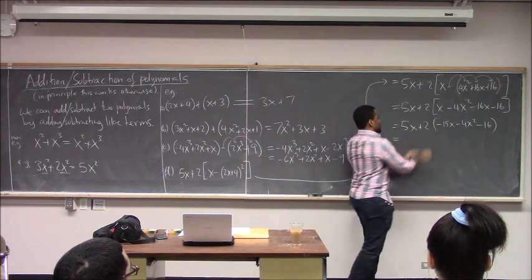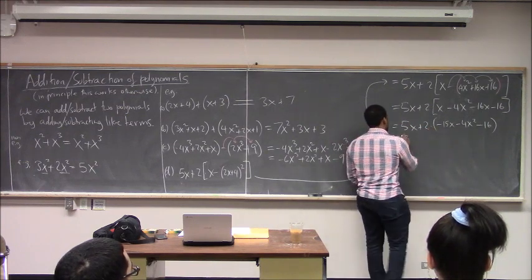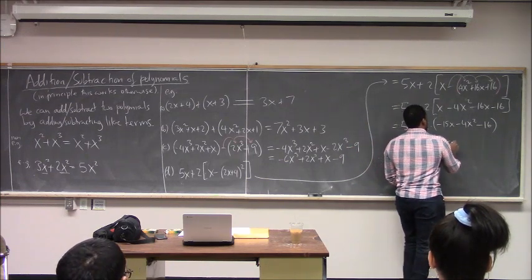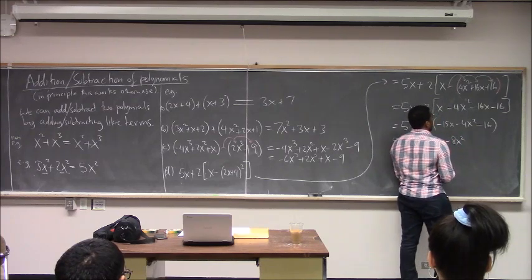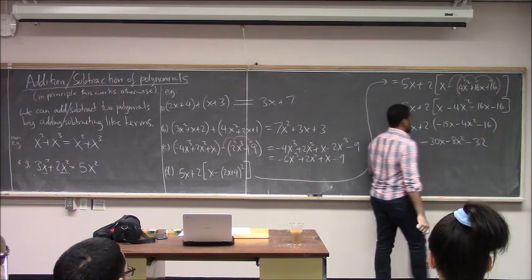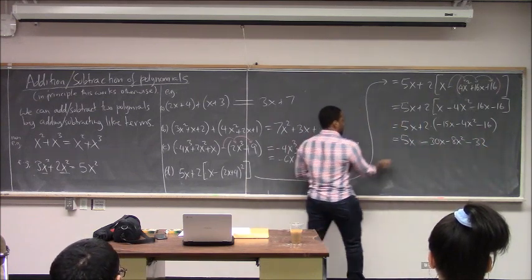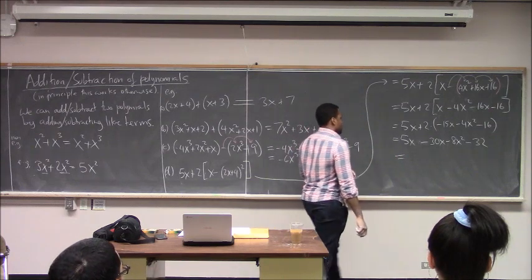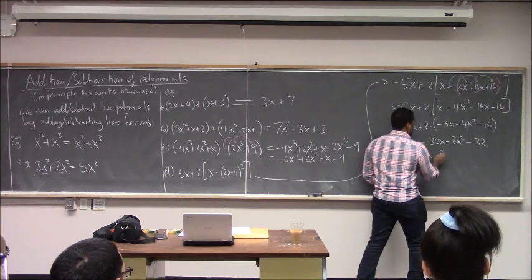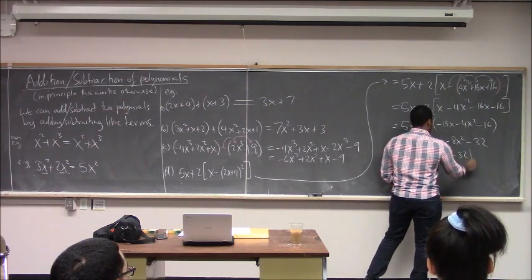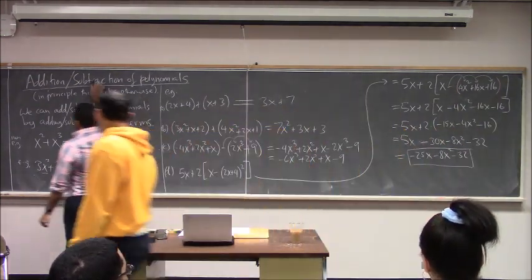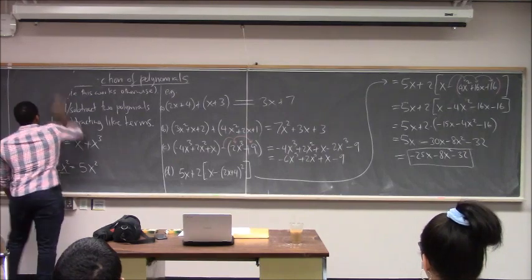Now addition and multiplication, PEMDAS says do the multiplication first. It's going to be minus 30x minus 8x squared minus 2 times 16 is 32. And what can we do here? Combine like terms. 5x minus 30x is minus 25x minus 8x squared minus 32. And that's fine. So that's addition and subtraction.